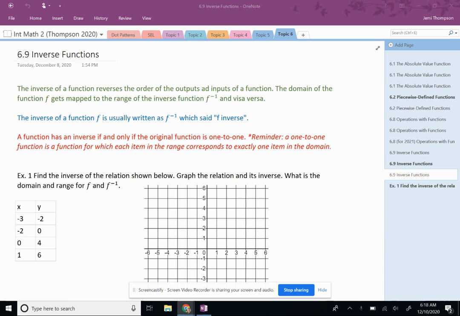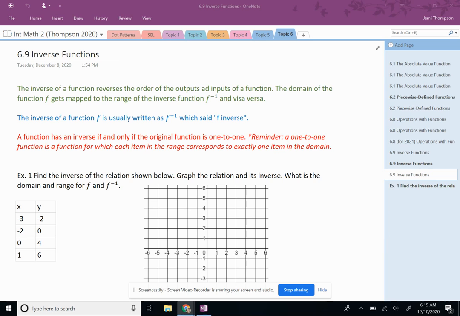My first idea at the very top is the inverse of a function reverses the order of the outputs and inputs of a function. The domain of the function f gets mapped to the range of the inverse function and vice versa. The inverse function basically undoes everything the function does. If I have a function that adds 3, then the inverse function subtracts 3. If I have a function that squares something, then the inverse function square roots something. So think of inverse operations here.